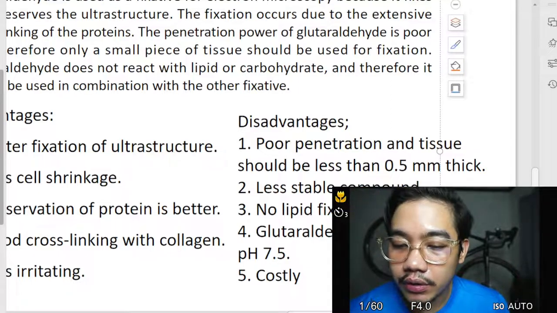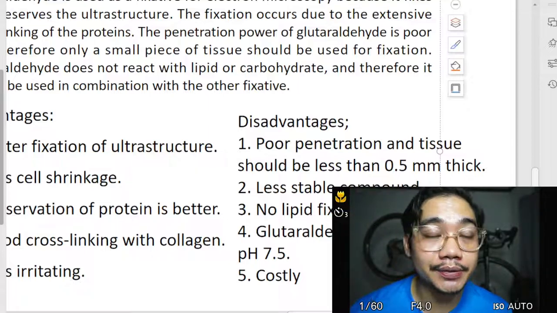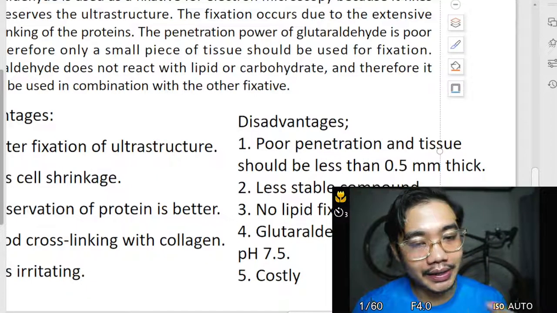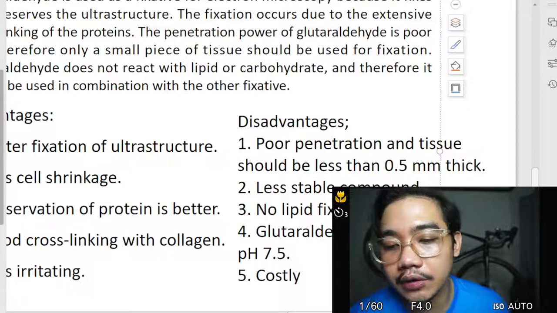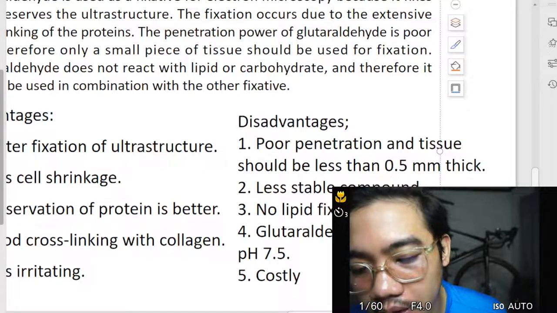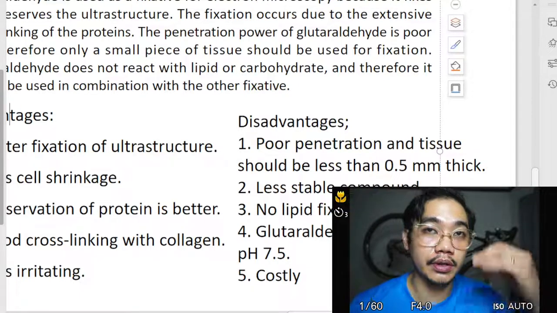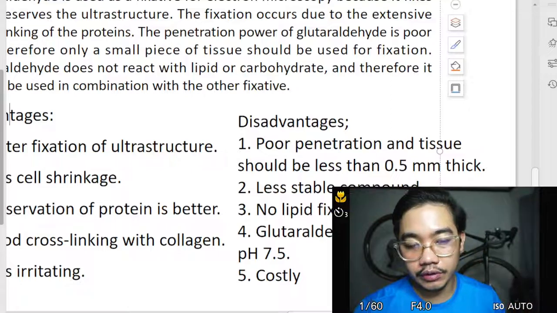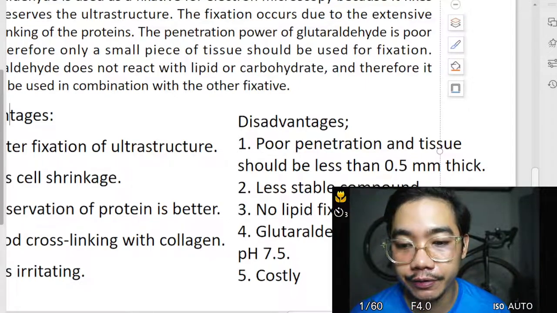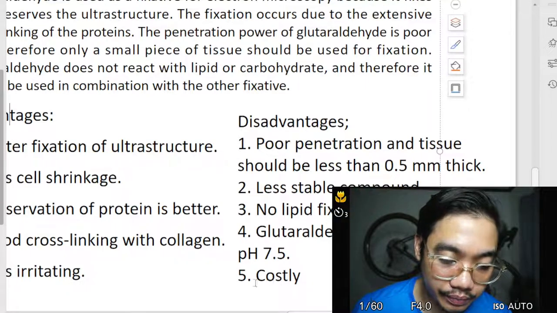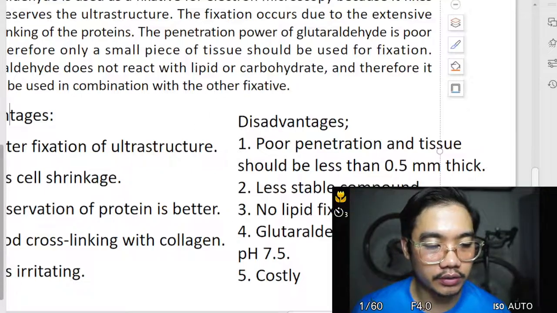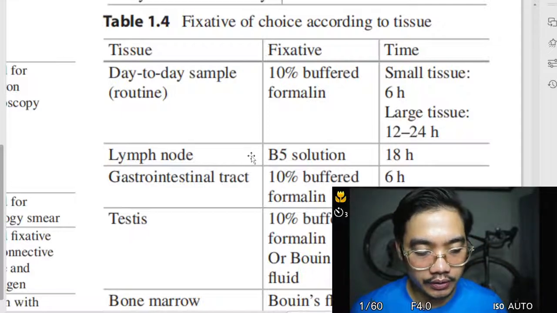If you can overlook the disadvantage of formalin that it is irritating to the nose or skin, no? Technically, it's just the same, no? But the advantage of glutaraldehyde is you can use it for electron microscopy. But we don't usually use electron microscopy here. So it's not a very viable option for us. Earlier, number 5, it's costly, no? Very costly.